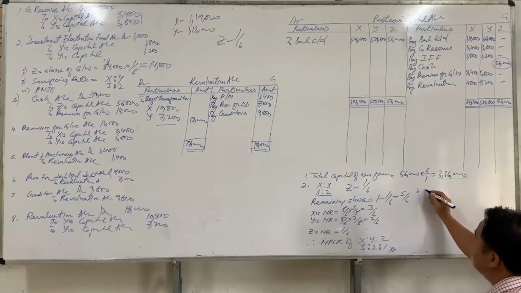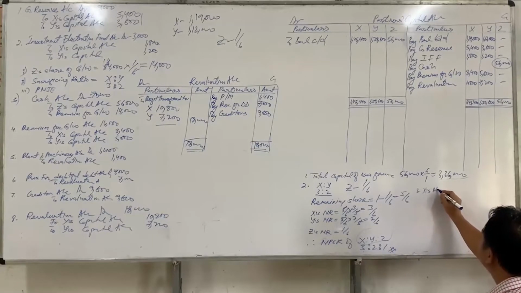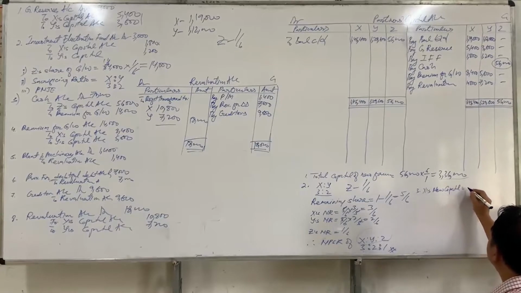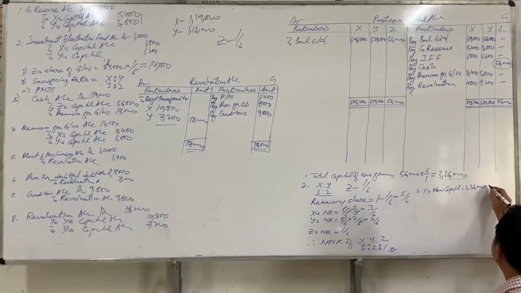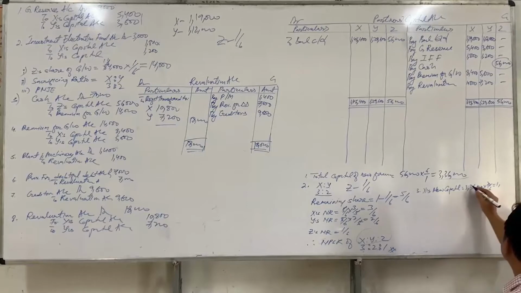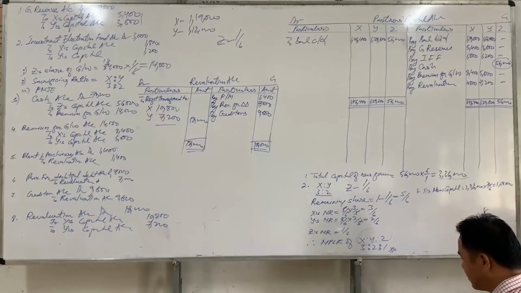So first we need to find X's new capital. X's new capital will be 3,36,000 multiplied by 3/6. So how much do you get? 1,68,000. Let me check it here. 3,36,000 multiplied by 3/6, that is 3,36,000 divided by 2. Okay, 1,68,000.